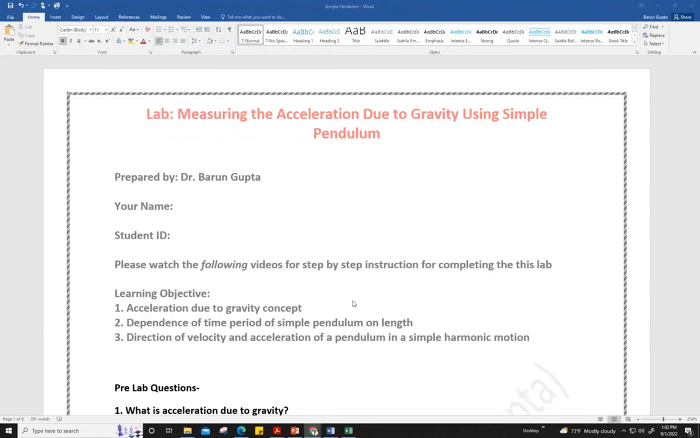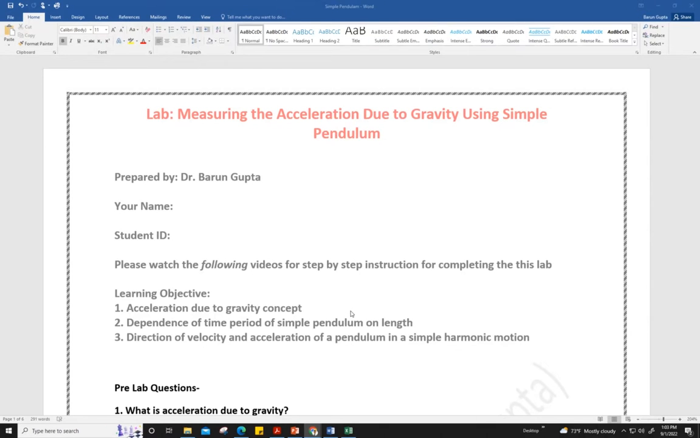Good afternoon, everybody. In this video, I'm going to show you how to complete the simple pendulum online experiment. The goal of this video is we're going to measure the acceleration due to gravity using a simple pendulum. In fact, you can do this experiment at home. So let's get started.